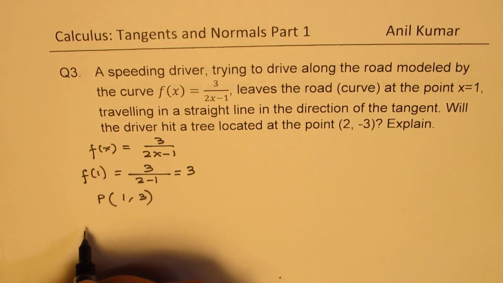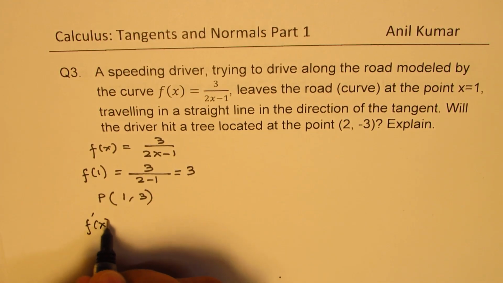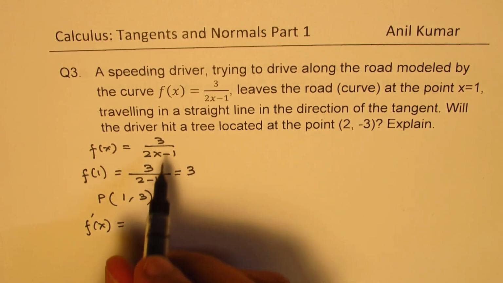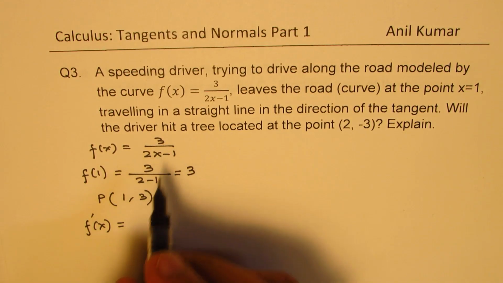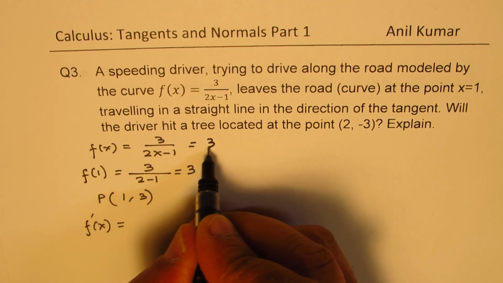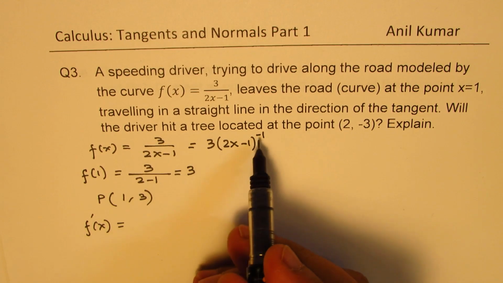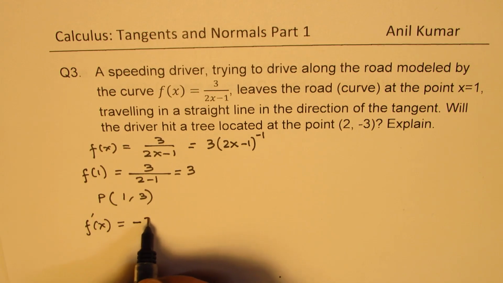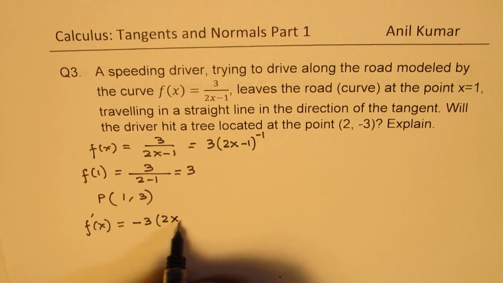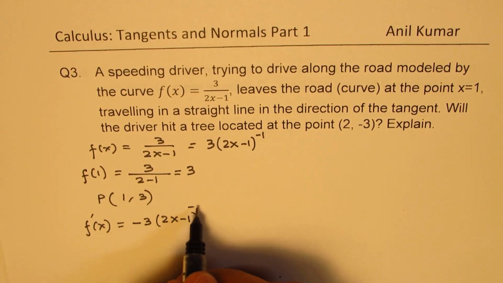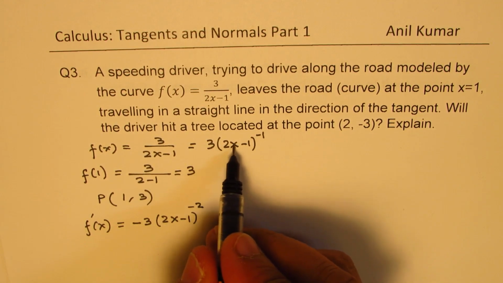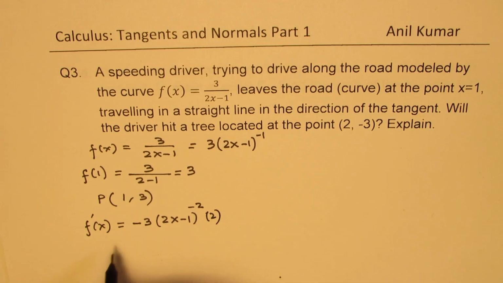So let's find the slope. The derivative at x, you can write this as 3 times 2x minus 1 to the power of minus 1, right? So the derivative is minus 3 times 2x minus 1 to the power of minus 2, and the derivative of 2x is 2, right? So we get this as minus 6 over 2x minus 1 whole squared, right?